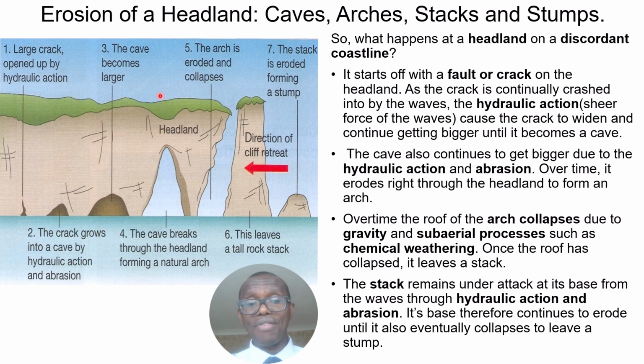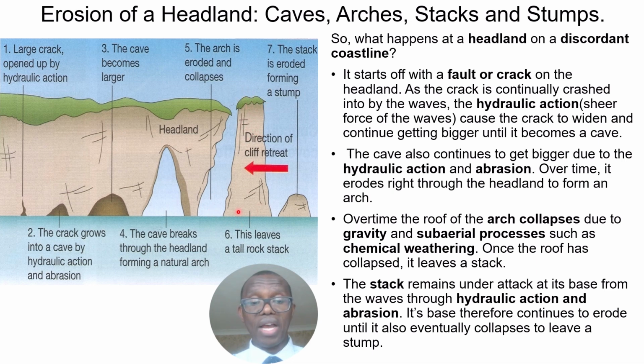So you could have chemical weathering, for example, taking place up here and weakening the rock further. And then because you also have that pull of gravity, this top part here is going to be compromised and will eventually collapse. Now, when it collapses, what you end up with is a stack. So this is your stack here that has remained after the roof of the arch, which was somewhere here, has collapsed. Okay, so that's a stack there.